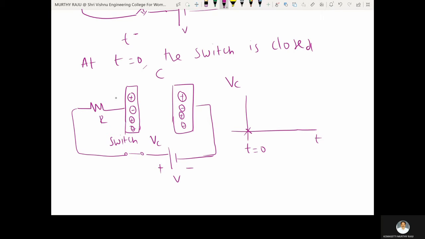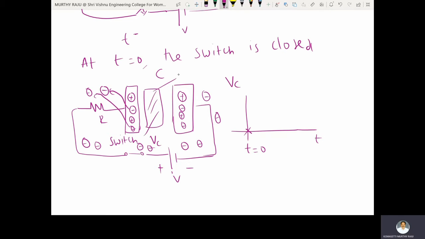Here, the positive terminal of the battery attracts the electrons. These are the two electrons, and these two electrons are attracted by the positive terminal of the battery. And this one is the dielectric.